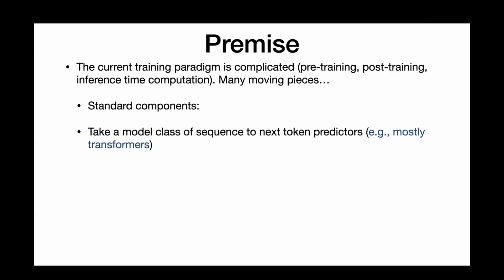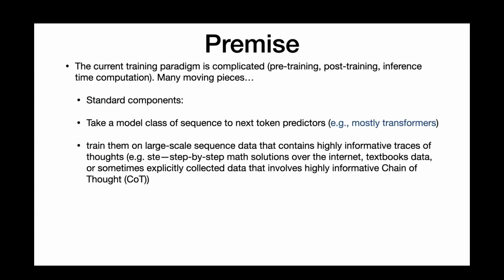There are two things. One is they take some model class, a sequence to next token predictor class, like a transformer. And they train them on large scale sequence data that contains highly informative traces of chain of thought, which includes step by step math solutions over the internet, textbook data, or sometimes even explicitly collected data designed for the task, and that contain chain of thought about the task that they care about explicitly.